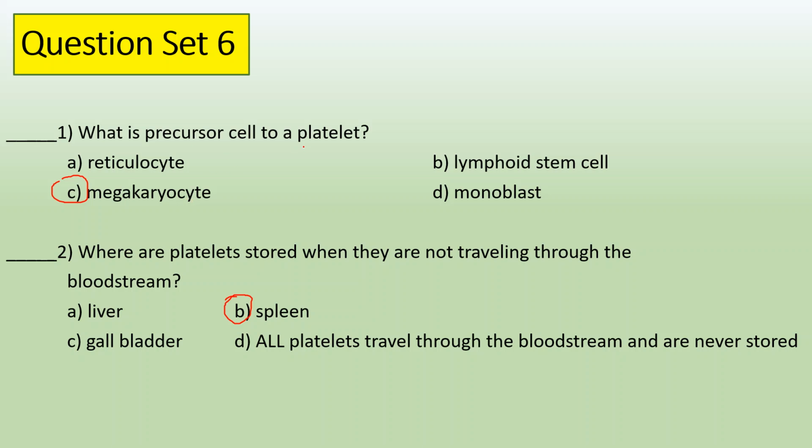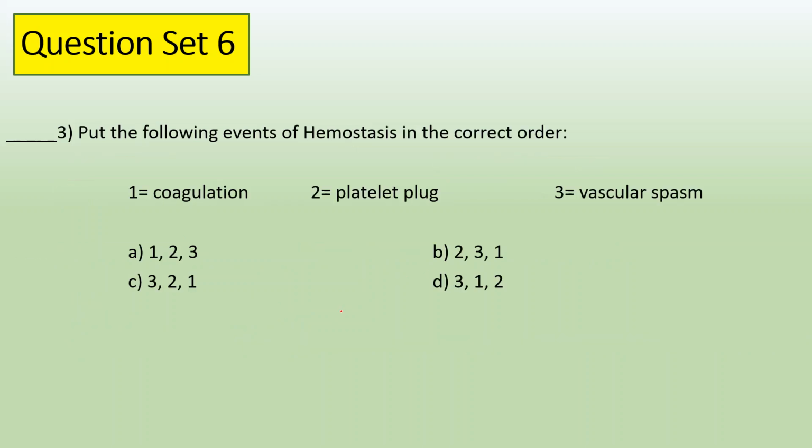So the precursor to a platelet is a megakaryocyte. That reticulocyte, that's the precursor to a red blood cell. Where are platelets stored when they're not traveling through the bloodstream? The spleen. Remember, about a third of them are hanging out in the spleen.